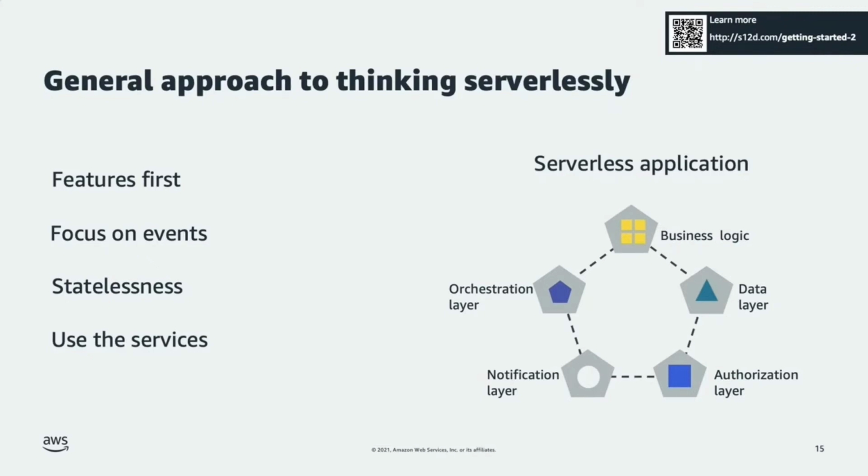You want to focus on features that allow you to decouple all of those different layers from each other. And then you will use events to communicate between those different layers and those different components. Now, events are triggers that cause an action. So for example, an event could be a request to an API gateway URL, which then triggers a Lambda function to start running code.